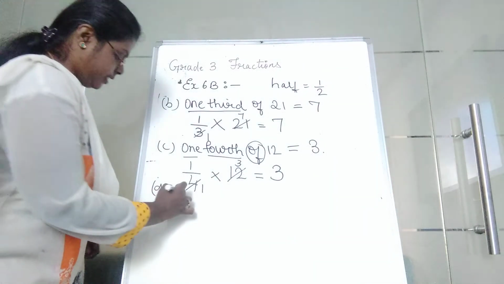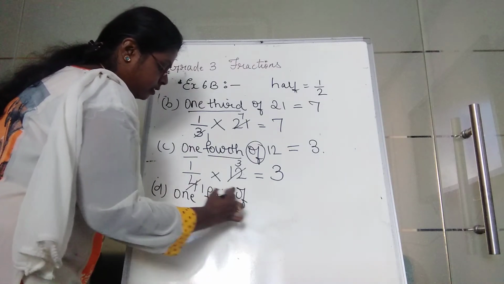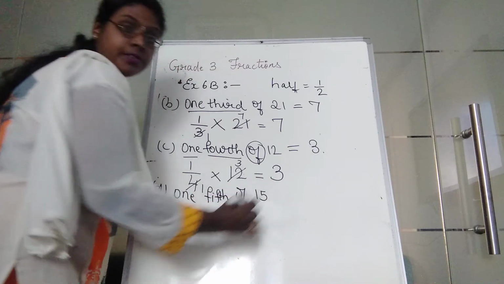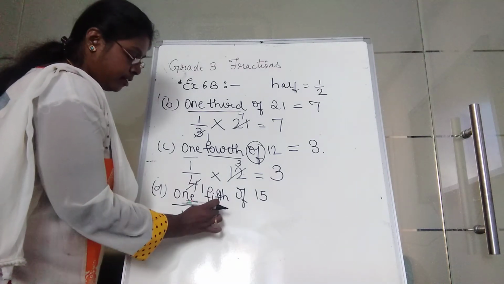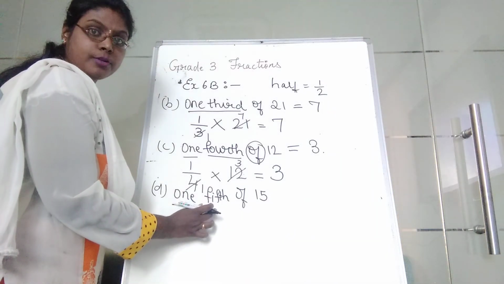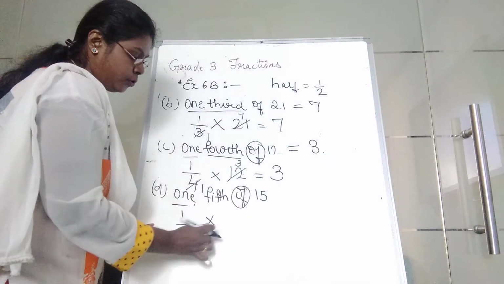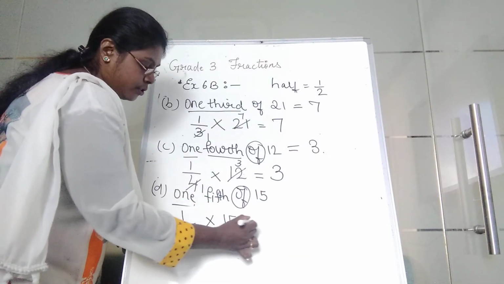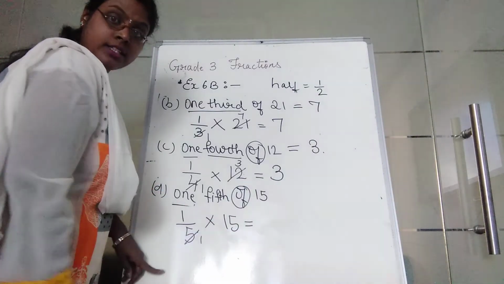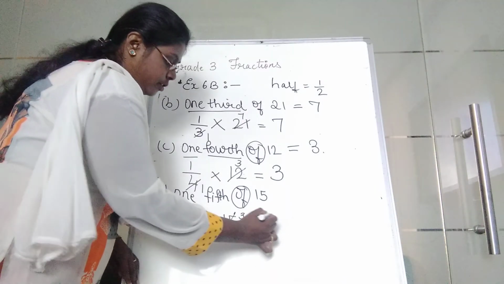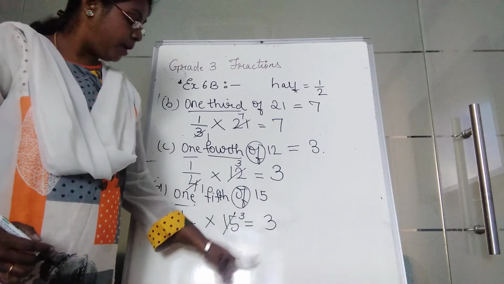1/5 of 15. So let me write the question. 1/5 of 15. 1 is the numerator. 5th comes in the ordinal position, that is the denominator. So 5. Of is into, and write 15. So divide the denominator with the numerator. 5 1s are 5, 5 3s are 15. So your answer will be 1 3 is 3. So 1/5 of 15 is nothing but 3.